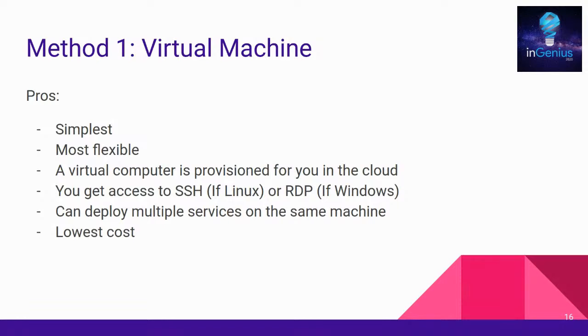And you get access to remote desktop protocol if you get a Windows virtual machine. Now, another amazing pro of using a virtual machine is you can deploy multiple services on the same machine. So say you've got this Flask backend, you can run the backend on the virtual machine. You can run maybe a web server on the virtual machine. If you've got multiple models, you can run multiple models on the virtual machine. It's very extensible, and it's very flexible for how you want to do it.